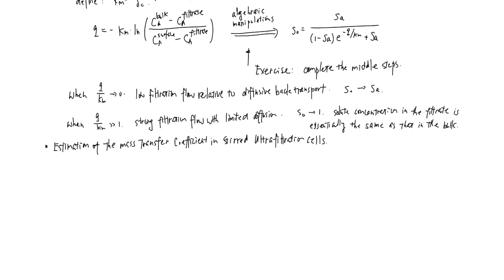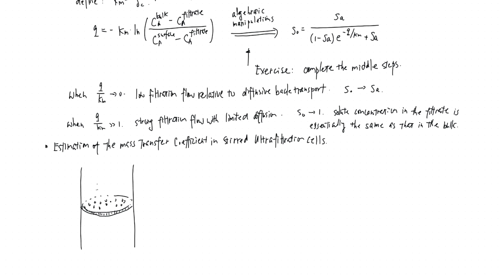Let's see how I'm going to draw this. Suppose you have this, you call it a cell, and then there's a membrane. You want to filtrate something. This is a membrane. Maybe there are holes on the membrane. Maybe that's a better way to see it.